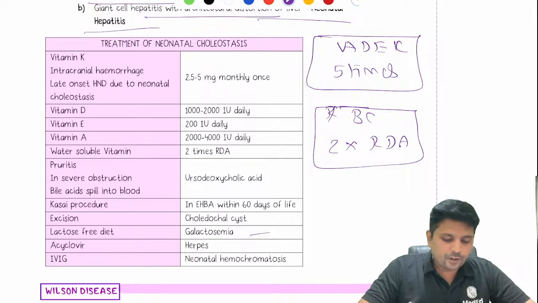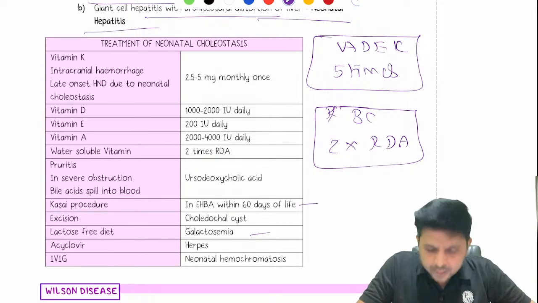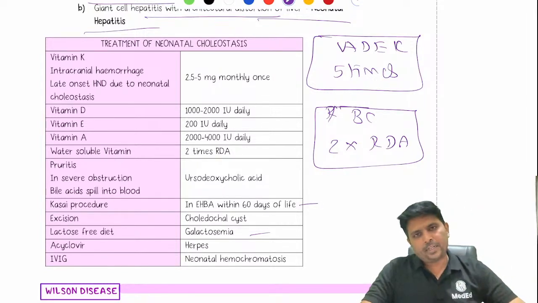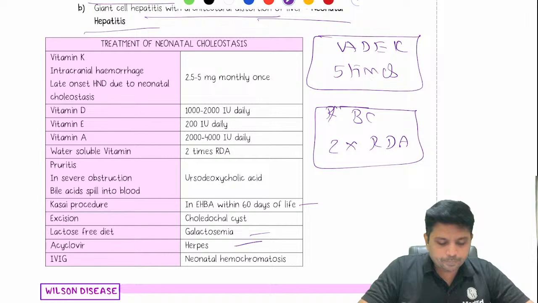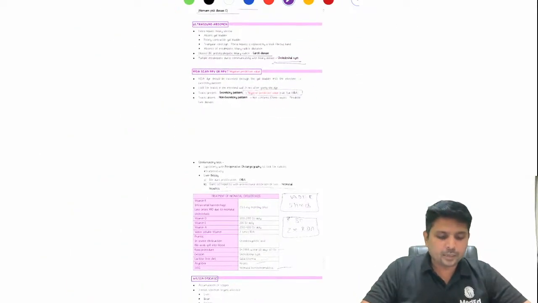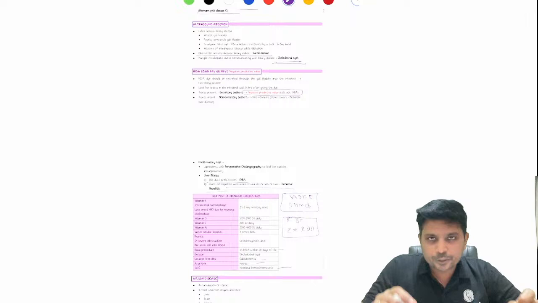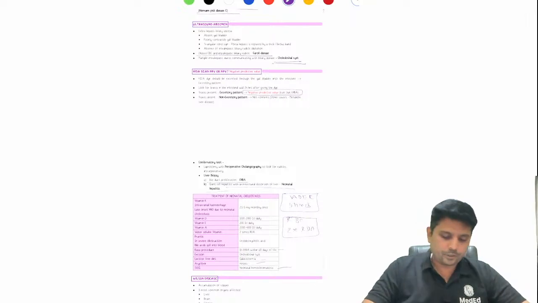For extrahepatic biliary atresia, the treatment of choice is liver transplantation. But as an interim procedure, Kasai procedure can be done within 60 days. Acyclovir for herpes, IVIG for neonatal hemochromatosis. So these are all the points that you need to know with respect to neonatal cholestasis.